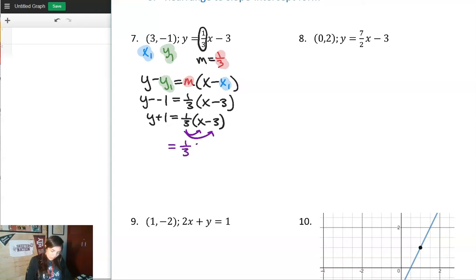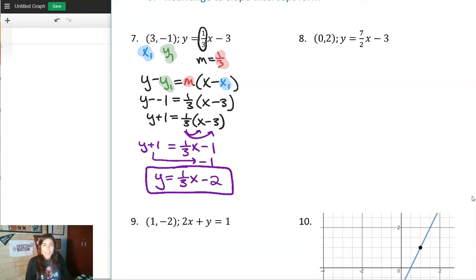1/3 times x is 1/3 x. 1/3 times -3, check it in a calculator if you don't believe me, is -1, sorry. And then we have y plus 1. The last step is just to take this plus 1 and move it to the other side. When it crosses the line, it changes the sign, and we can combine those constants together. This should sound familiar. We did this last class when we were writing things in point-slope form.